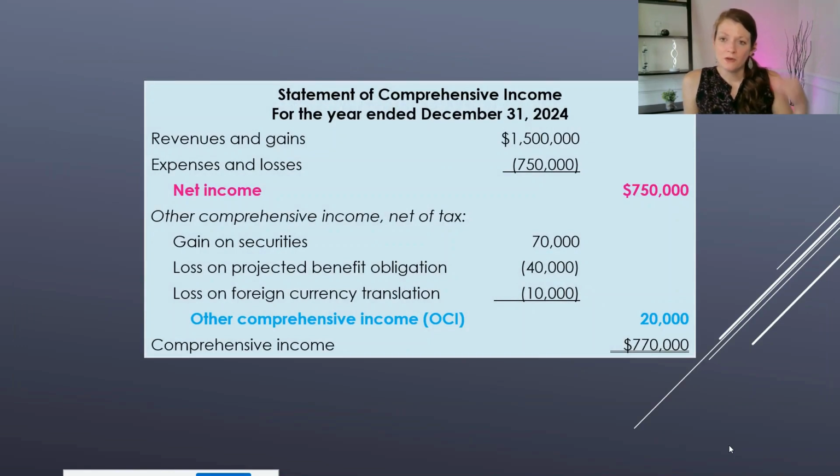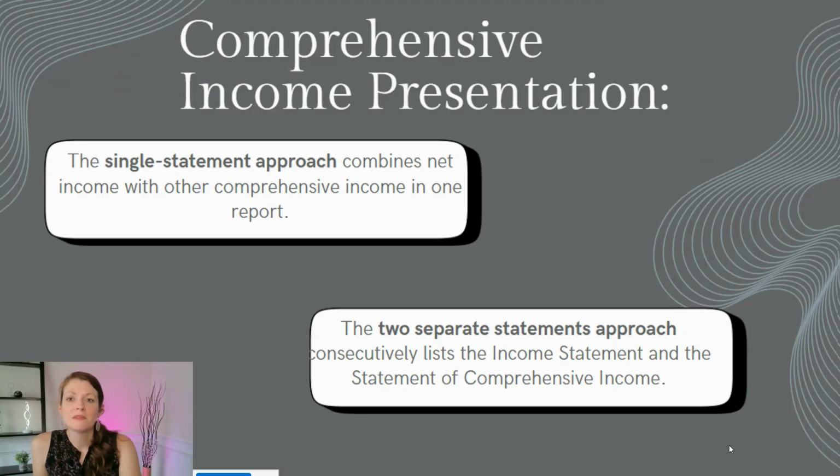So let's look at an example. For this company, we have our revenues and gains, and then we have our losses. Our net income was $750,000. Below that we have other comprehensive income. We've got gains on securities, we've got loss on the projected benefit obligation, which is pensions, and then we have foreign currency translation. We had two losses that netted out to $50,000, and then we had a gain of $70,000. So we net out at a gain of $20,000. While our net income from all of our business operations and gains and losses was $750,000, we add another $20,000 to get to our comprehensive income, and I'm going to show you how that's split up on the equity section of the balance sheet in just a minute.